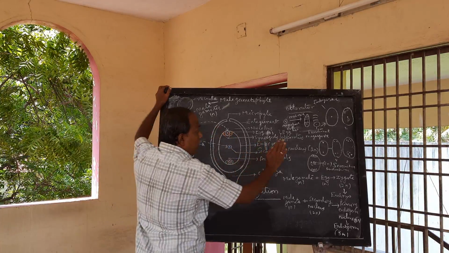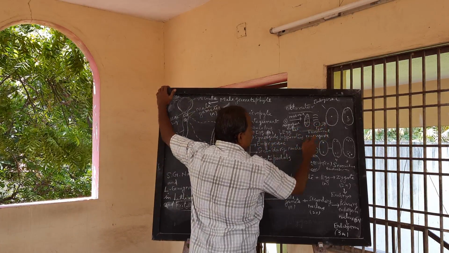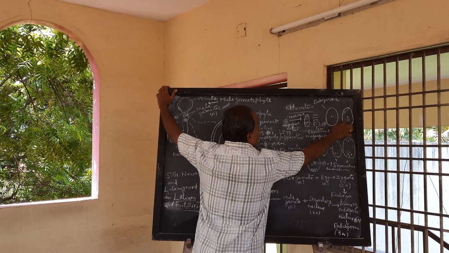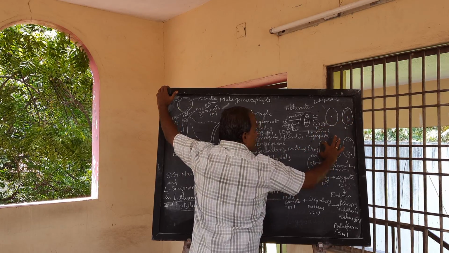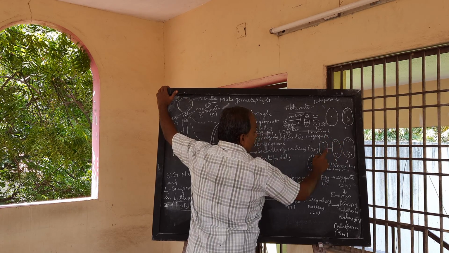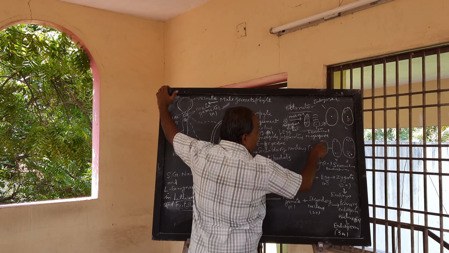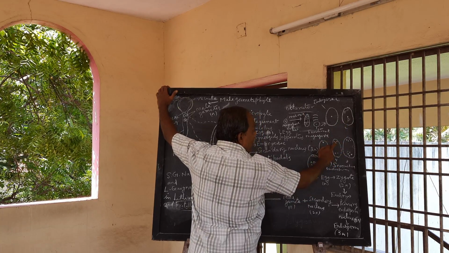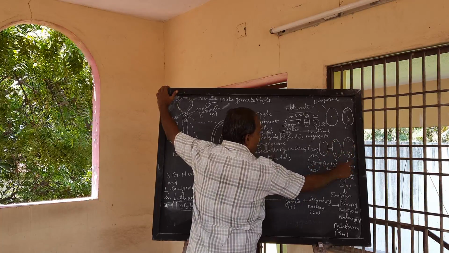Now, how does the embryo sac develop? See, the one nucleus in the functional megaspore divides into 2. Then they move towards opposite poles. Then the nuclei divide further to form 4 nuclei. First a single nucleus, then 2 nuclei move to opposite poles, then divide into 4 nuclei. The 4 nuclei divide further to form 8 nuclei.